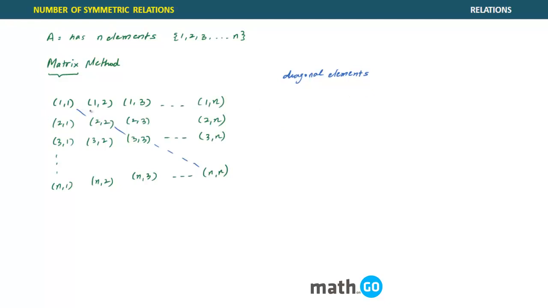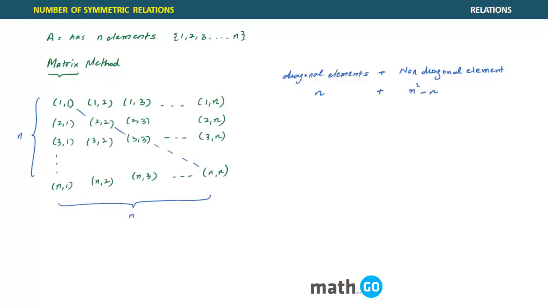1 comma 1 is already there, 2 comma 2, they are symmetric. Plus there are non-diagonal elements. If I talk about how many non-diagonal elements there are, this is an n cross n matrix, right? So diagonal elements are n in number, and this will be what? n square minus n, right? That is why you will get a total of n square numbers.